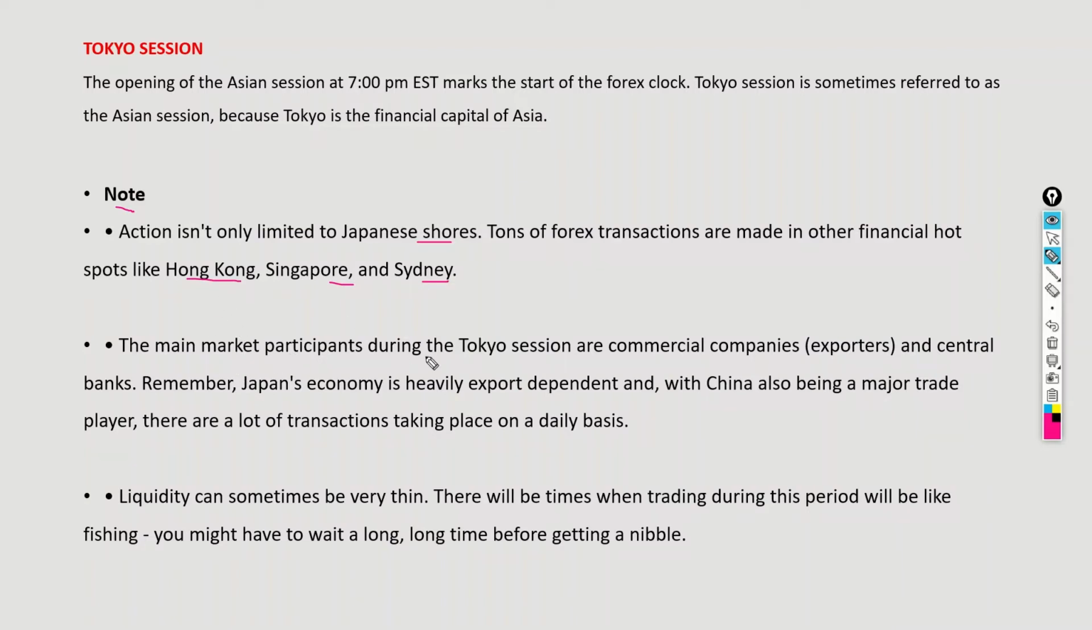The main market participants during the Tokyo session are the commercial companies (exporters) and central banks. Remember, the Japanese economy is heavily export dependent, and China also being a major trade player, there are a lot of transactions taking place on a daily basis. Liquidity can sometimes be very thin. There will be times when trading during this period will be like fishing: you might have to wait a long time before getting a nibble.